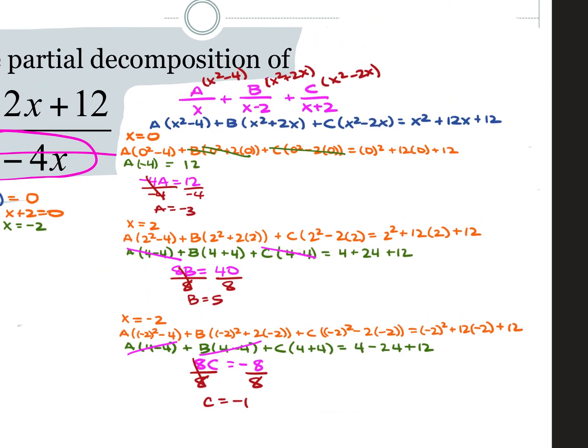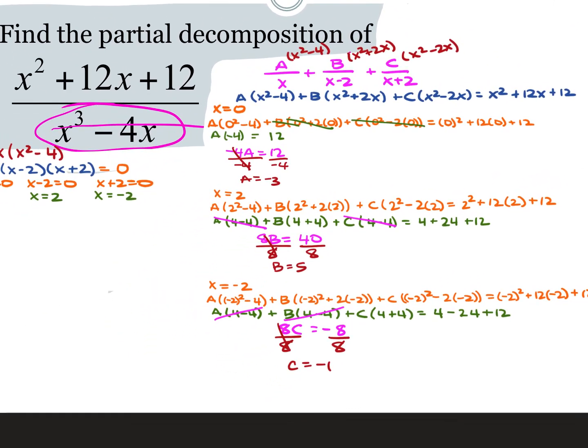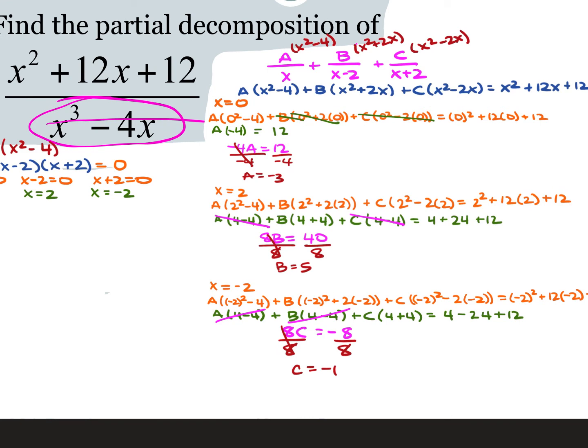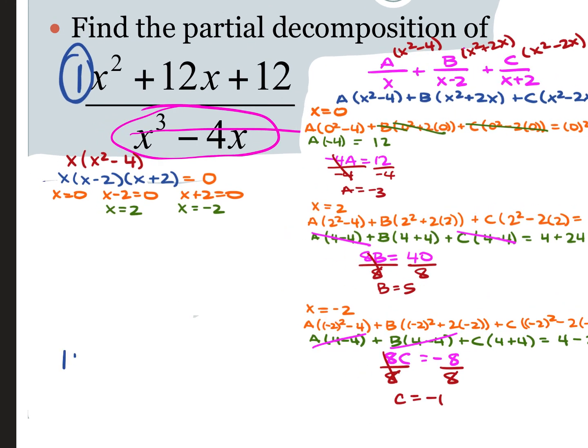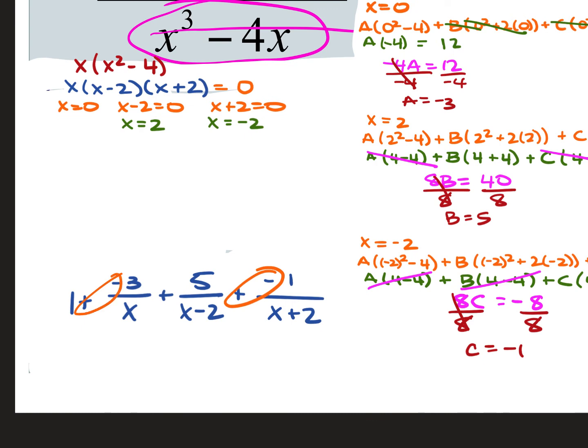So if we remember, we do not have a coefficient of x, it's just 1. But because there is that 1 there, it's still going to go in front of our answer. So we're going to have 1 plus a, we said, is negative 3 over x, plus b is 5 over x minus 2, plus c is negative 1 over x plus 2. Check your signs. We do have a positive and a negative. Same thing with that negative 3. So it's going to be 1 minus 3 over x plus 5 over x minus 2 minus 1 over x plus 2.